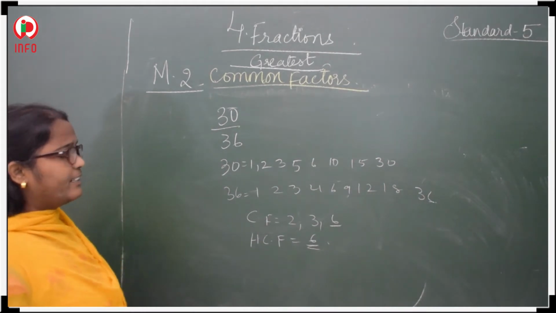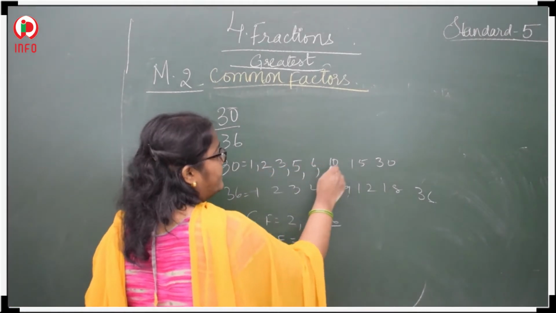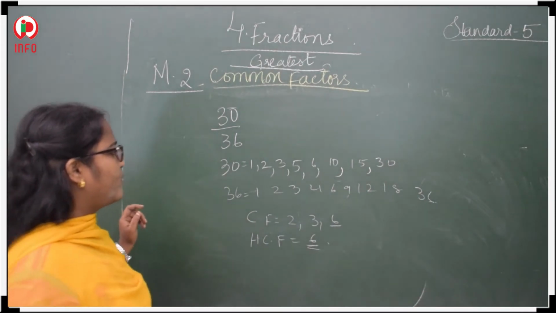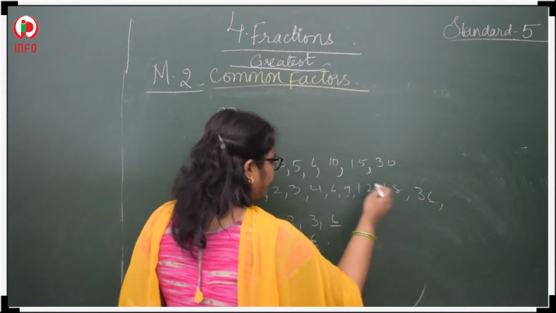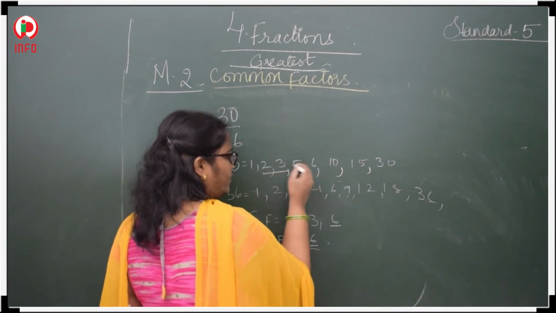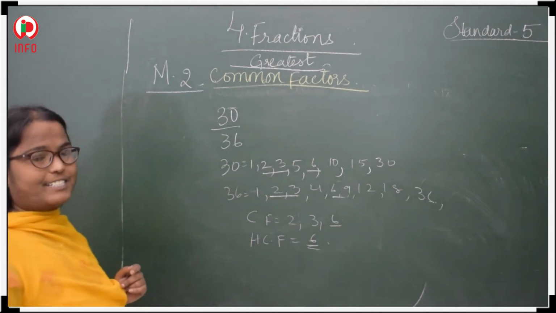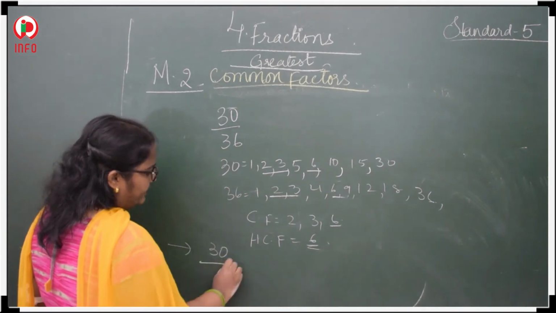So what are the factors for 30, guys? 1, 2, 3, 5, 6 5s are 30, 10 3s are 30, 15 2s are 30, and 30. Next, 36. One table it will go, 2, 3, 4, 6, 9, 12, 18, 36. So what are the common factors? 2, 3, 6. So what is the highest common factor here? 6. So now I would like to divide 30 by 36 with 6.